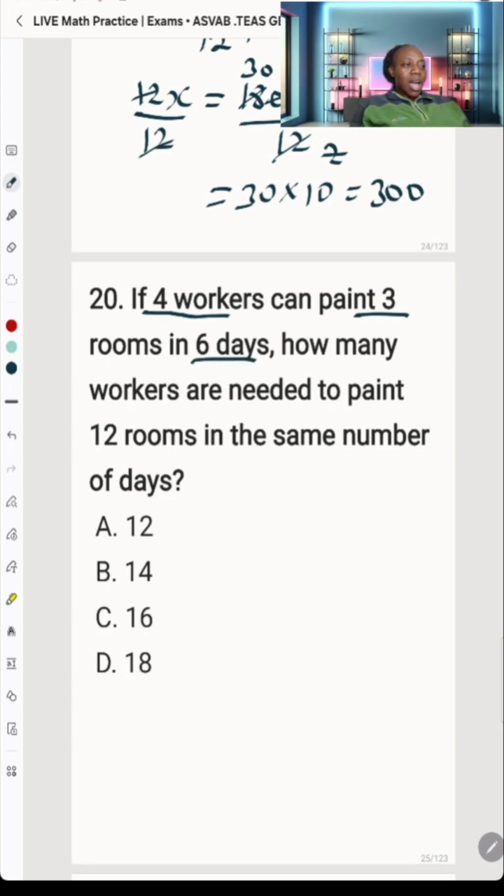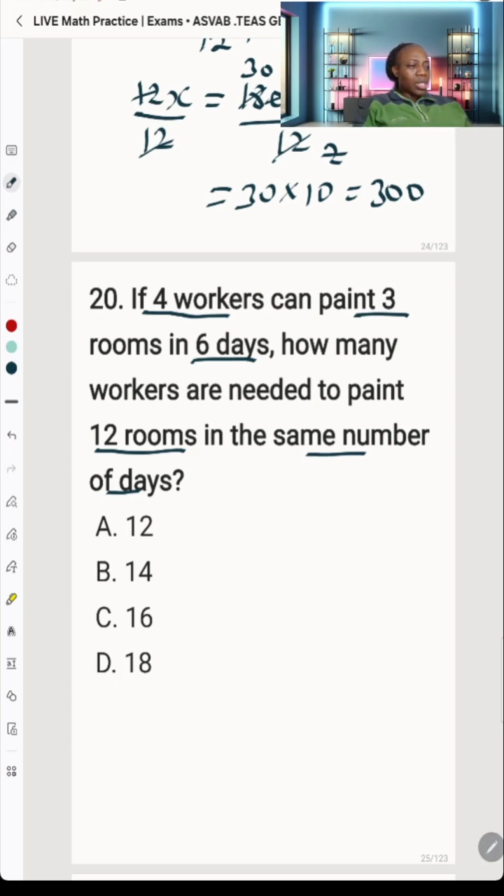If 4 workers can paint 3 rooms in 6 days, how many workers are needed to paint 12 rooms in the same number of days? So that means we want to check how many workers will paint 12 rooms in 6 days, right? In 6 days.